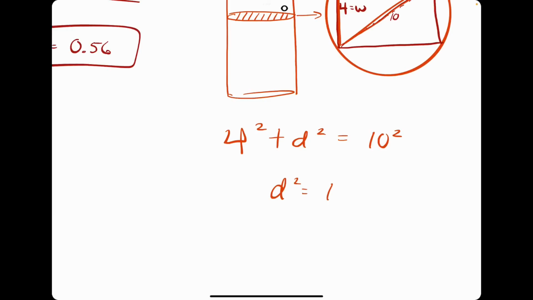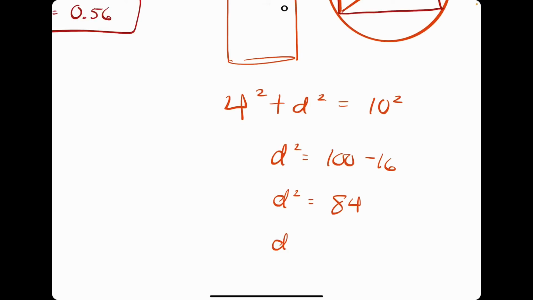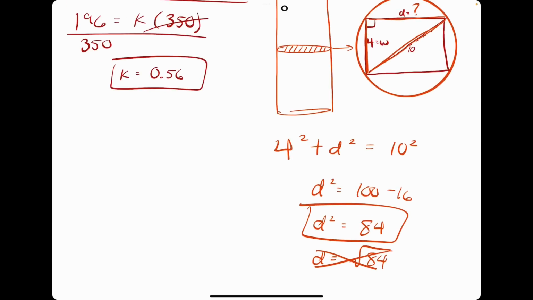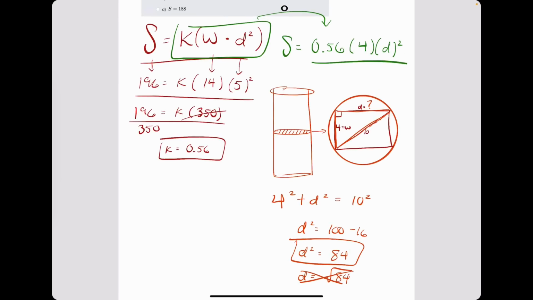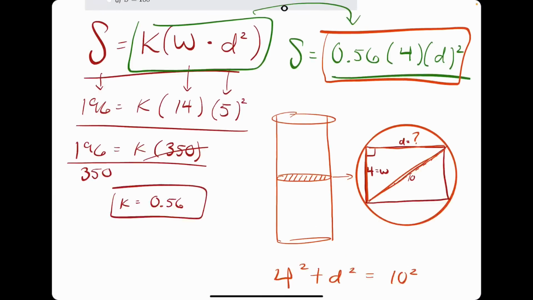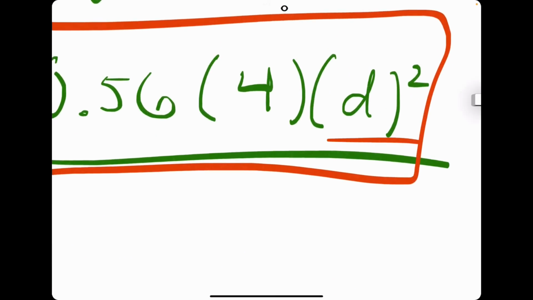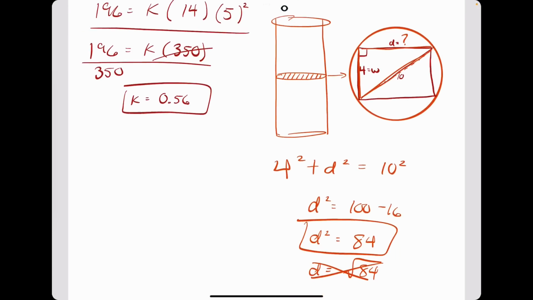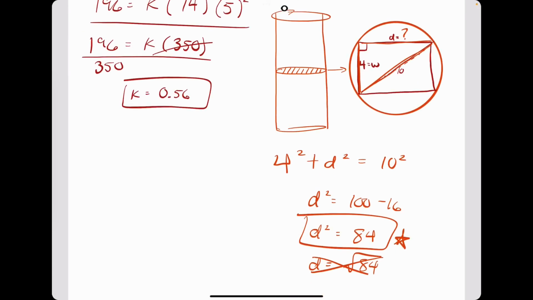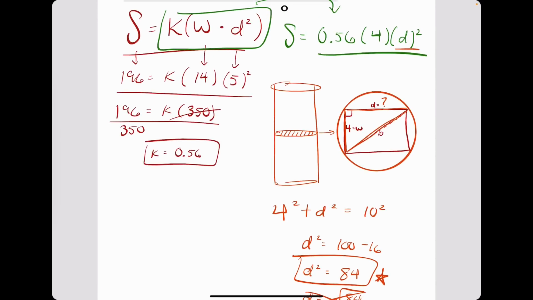We get d squared equals 100 minus 16. So d squared is equal to 84. If we took the square root of that, we'd get square root of 84. But I might just say use d squared equals 84, because look at our equation here. What do we need? We need d squared. We need d, and then we're just going to square it, so we might as well just use the idea that d squared is equal to 84. So now, in place of d squared, let's just plug in 84, okay?